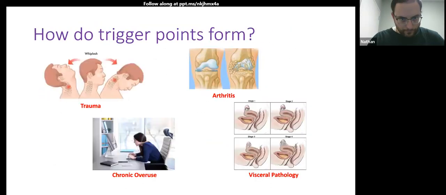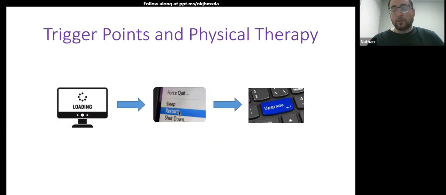Okay. All right. So with physical therapy, the most straightforward way to deal with it is to think of it like this. If a muscle is tight and weak and overused, it can develop into a trigger point, into a taut band. Think of the taut band as being like a computer on this left side here, a computer that is constantly loading.